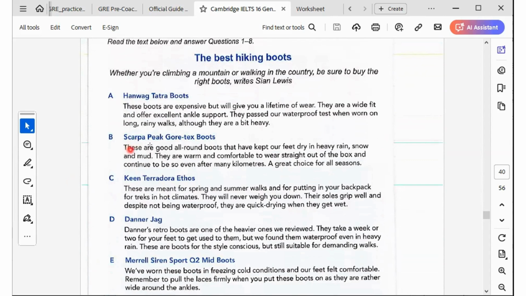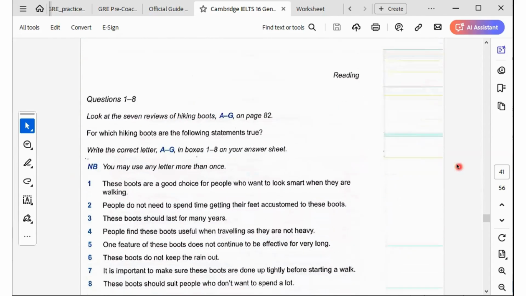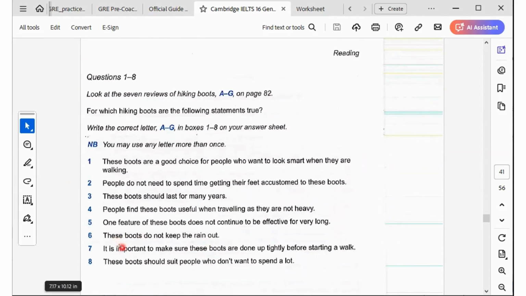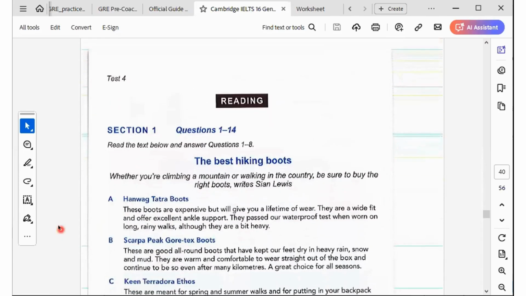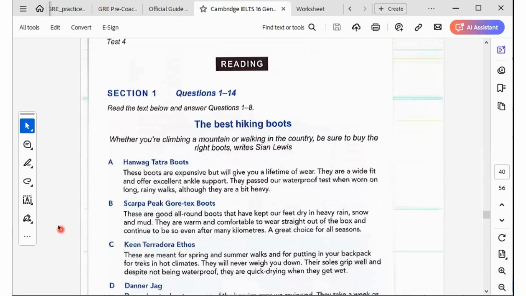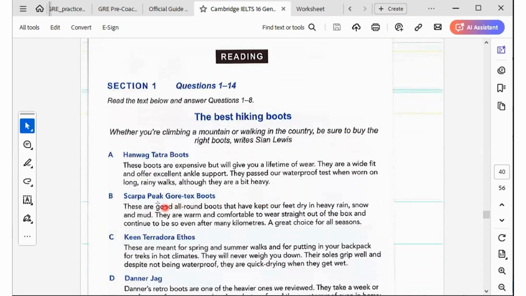Paragraph B now. These are good all-round boots that have kept our feet dry in heavy rain. Kept our feet dry in heavy rain. What does that mean? That means rain, water will not enter. Number 6 says these boots do not keep the rain out. No. Okay, hold on. I want to check something. Okay, so that doesn't fit in.